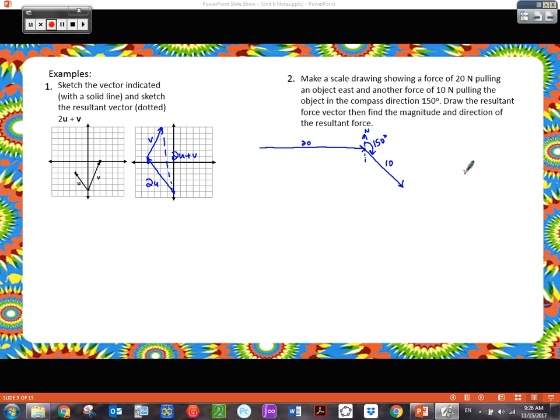Okay, so are we okay with the drawing so far? We have our two vectors drawn. They're being added. That's what we do, head to tail. And then I'm going to draw the resultant vector. So this is a dotted line that connects the beginning of this string of vectors to the end.